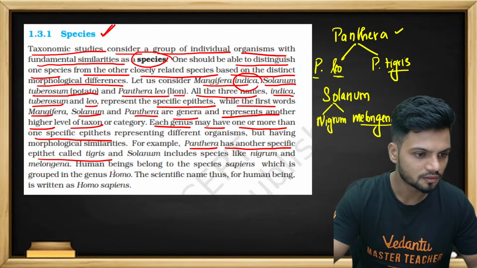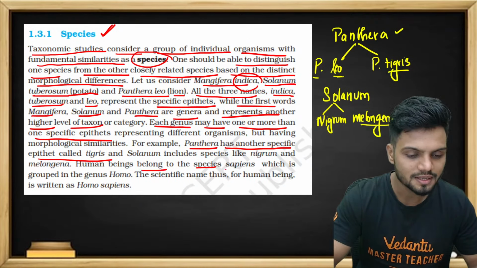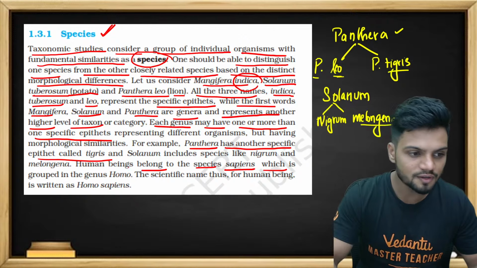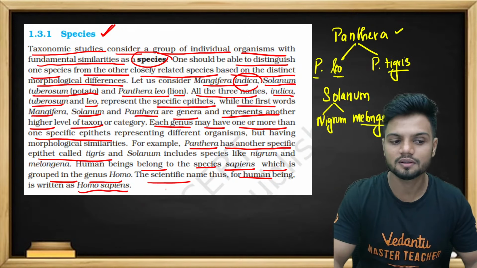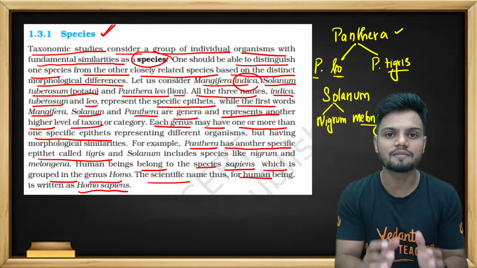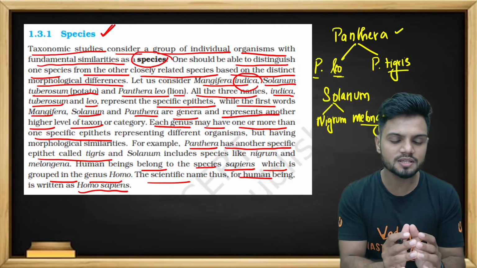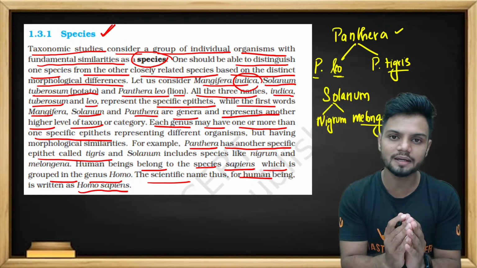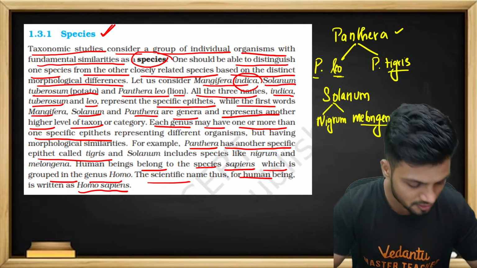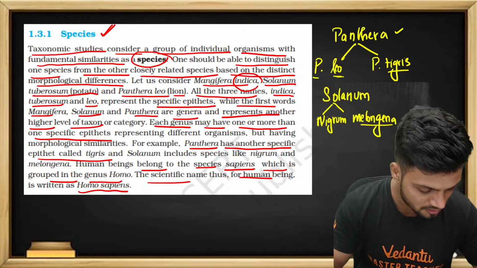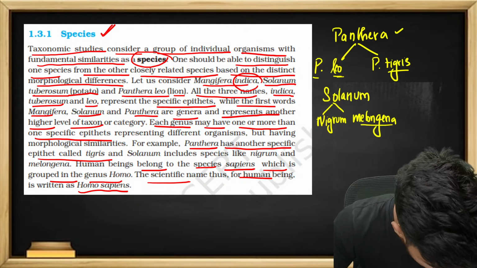Okay. Now human beings belong to the species sapiens, which is grouped in the genus Homo, and the scientific name of humans is Homo sapiens. So in this paragraph, what are we learning? We are learning that a species will have more similarities. A species is nothing but a group of organisms with more similarities, and a genus can have multiple species. Okay.